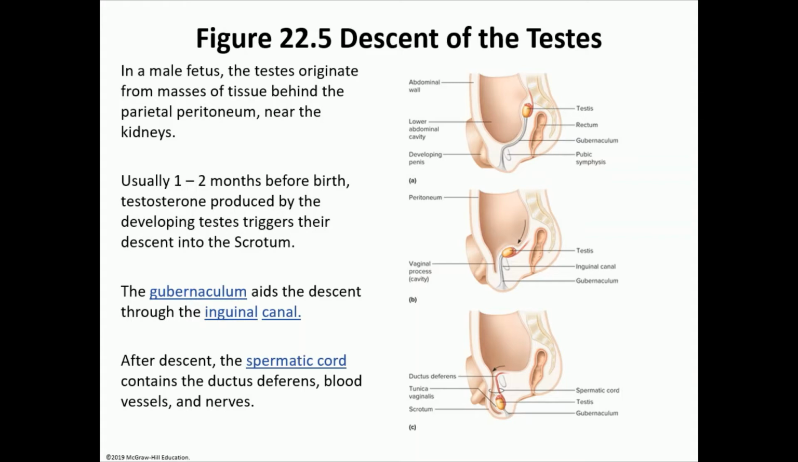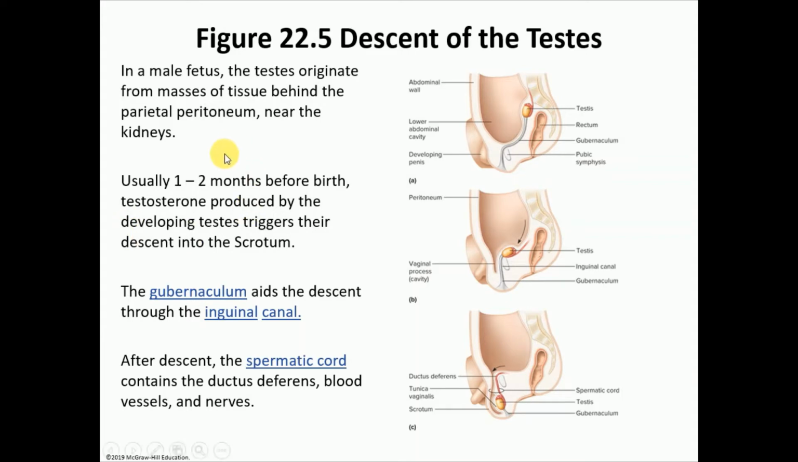Now we'll talk about the descent of the testis, and this happens in utero. So as a fetus is developing, if the fetus is a male, the cells of the testis originate from a mass of tissue found behind the peritoneum, very close to the kidney. So these cells are retroperitoneal cells that are in close relationship to the kidney.